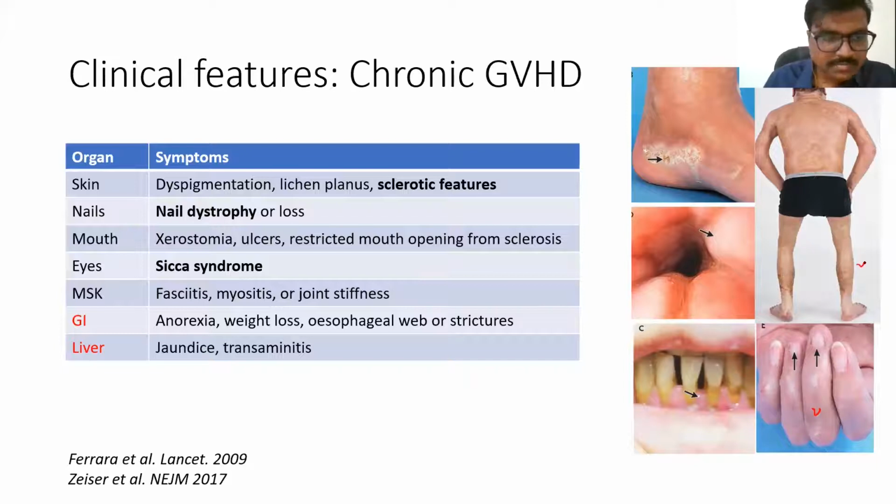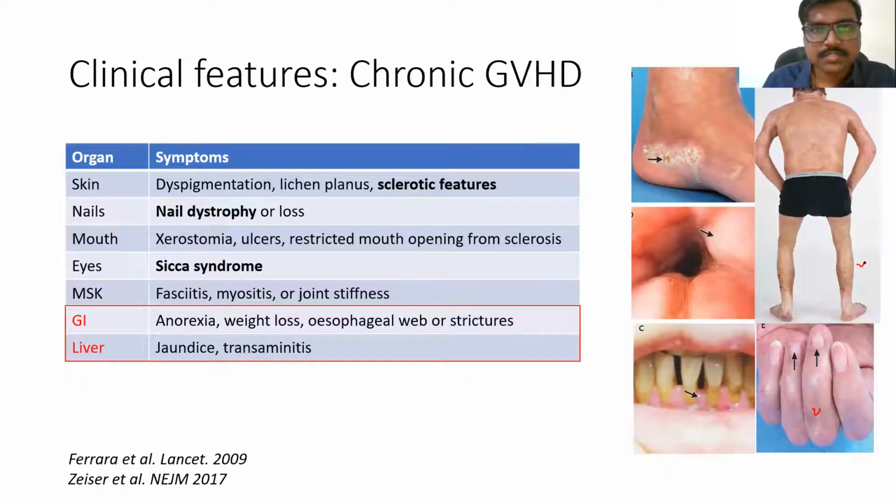And coming to the GI manifestation, diarrhea is very uncommon in chronic GVHD. GI manifestations usually manifest as anorexia, weight loss, esophageal web or strictures requiring dilatation, and the patient can have jaundice in chronic GVHD also.